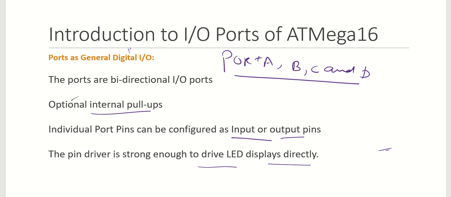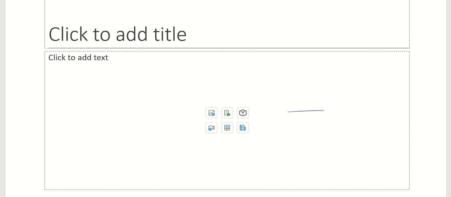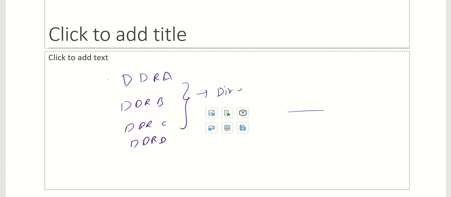Okay, so let's first understand the port configuration, how to configure a pin in input or output mode. To configure a pin in input or output mode, we have different direction control registers. So we have four registers: DDRA, DDRB, DDRC, and DDRD. These are called direction control registers. We can control the direction of a port pin using these registers. These are 8-bit wide.